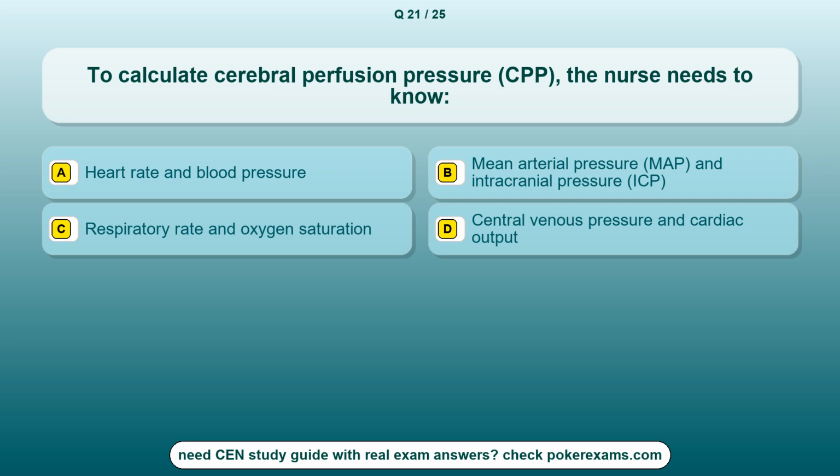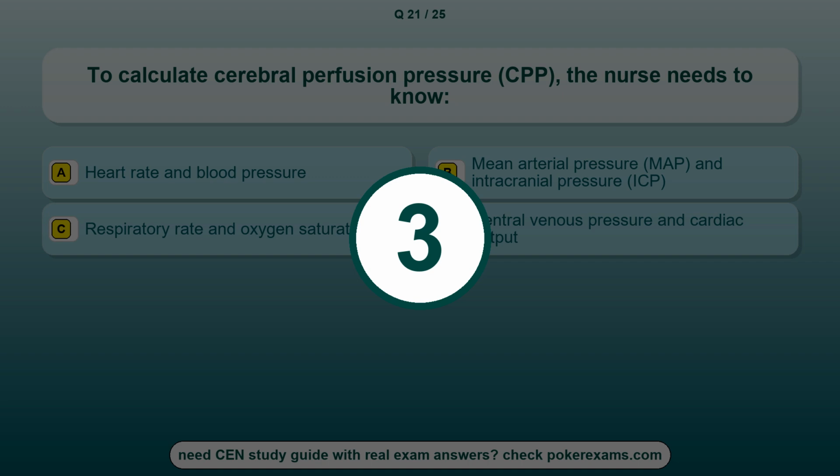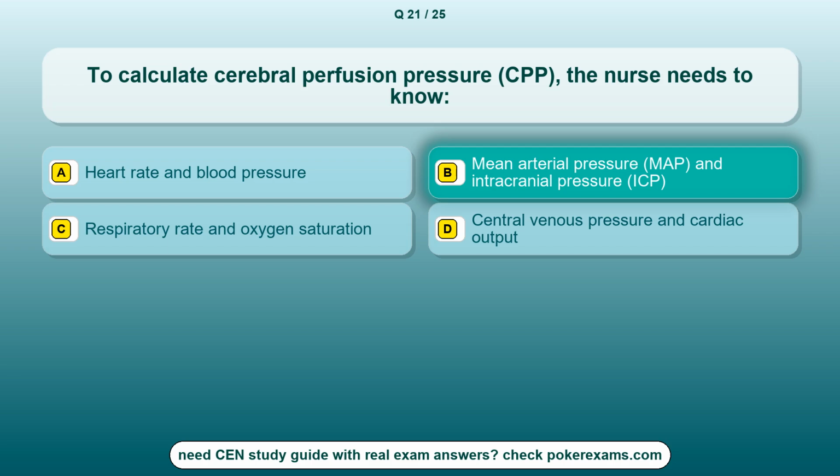Question 21. To calculate cerebral perfusion pressure, CPP, the nurse needs to know option A, heart rate and blood pressure. Option B, mean arterial pressure, MAP, and intracranial pressure, ICP. Option C, respiratory rate and oxygen saturation. Option D, central venous pressure and cardiac output. The correct answer is option B, mean arterial pressure, MAP, and intracranial pressure, ICP.